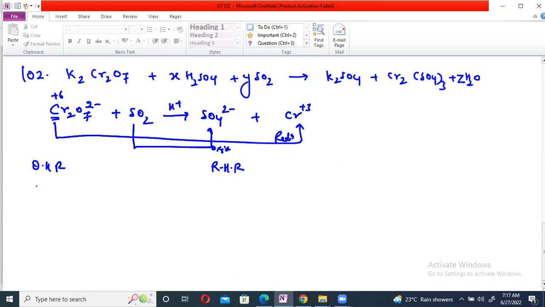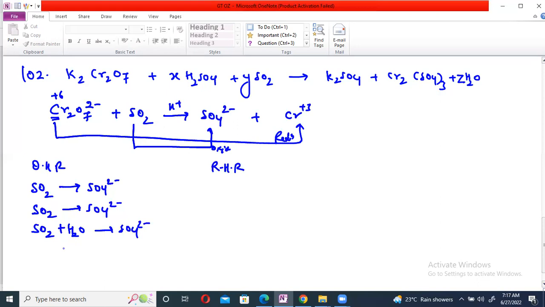What is the oxidation half reaction? SO2 converted into SO4 2 minus. First balance the atoms other than oxygen and hydrogen. One sulfur, as it is. Balance the oxygen atoms by adding water. Here 4 is there, here 2 is there, so add water molecules here. Then I will get SO4 2 minus.